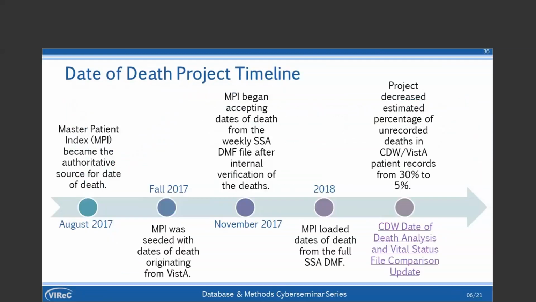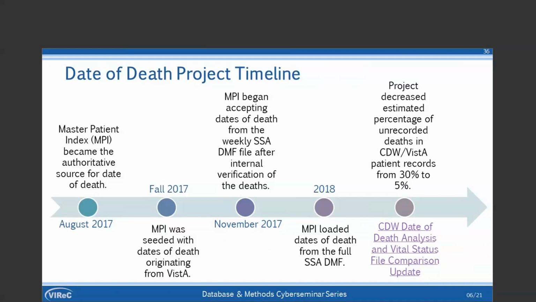So this is kind of a timeline. The MPI, or I think back then it was known as the MVI, was started in August of 2017. It was originally seeded with deaths from Vista in fall 2017. And a really important date was in November when it started to receive files from the death information from the death master file. And now currently it looks like its capture is very complete, in that it gets information from Vista, but it also feeds information back to Vista.